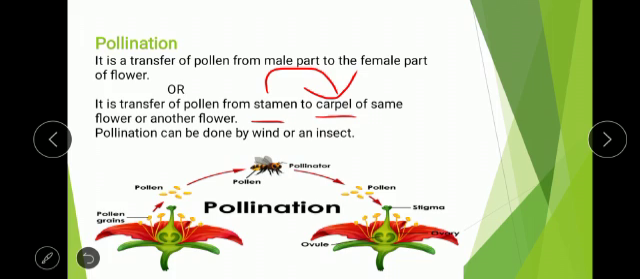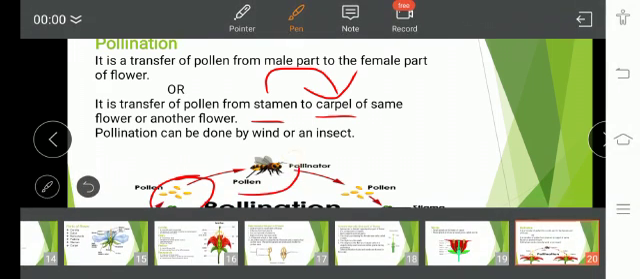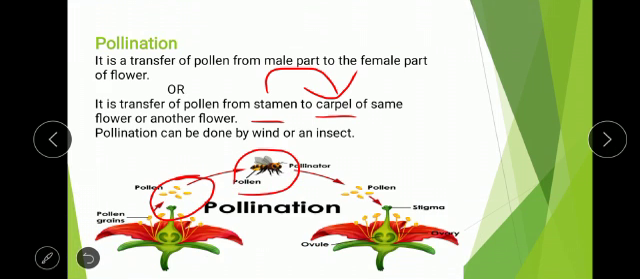Pollination can be done by wind or by an insect. These are the pollen grains produced by the pollen sacs. Pollen grains stick to the body of an insect, and it is called a pollinator. Transfer of pollen grain from stamen to carpel is called pollination.